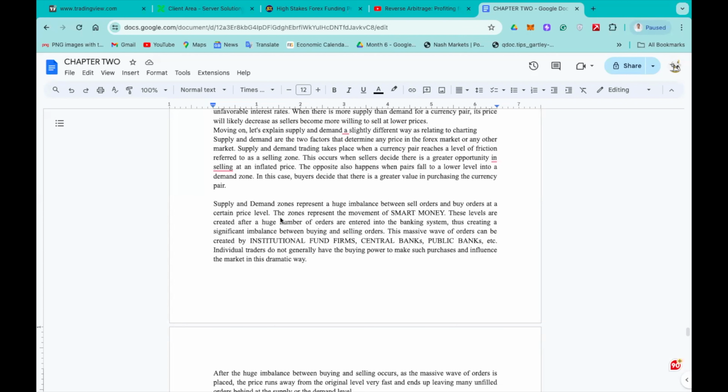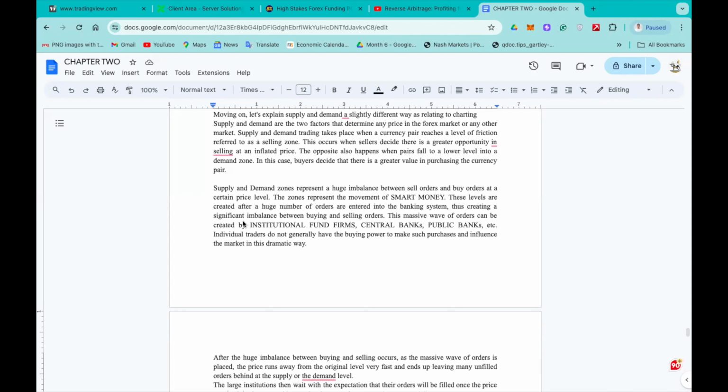Supply and demand zones represent a huge imbalance between selling orders and buying orders at certain price levels. This zone represents the movement of smart money. These levels are created after a huge number of orders are entered into the banking system, thus creating a significant imbalance between buying and selling orders.